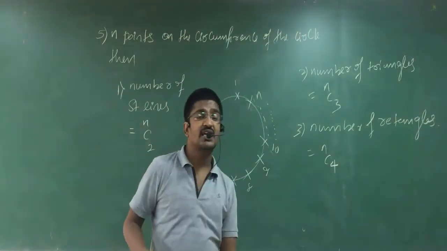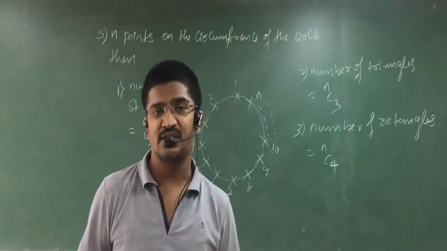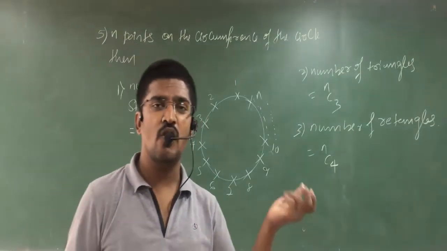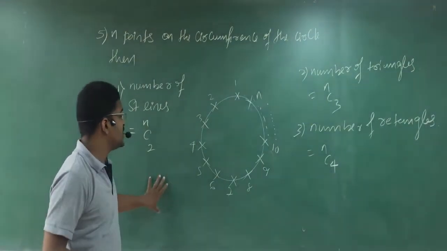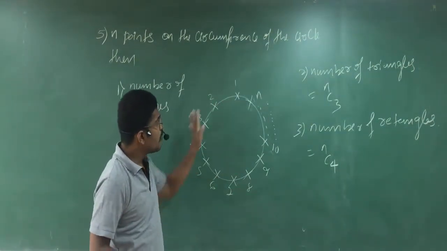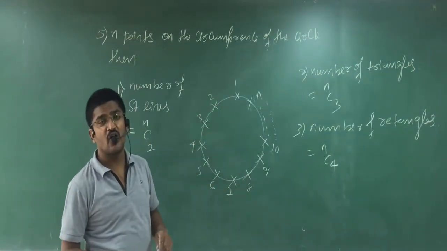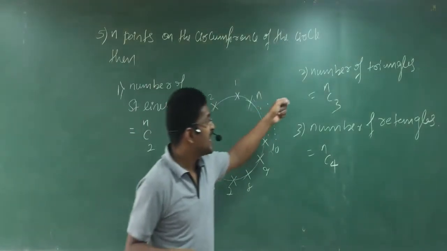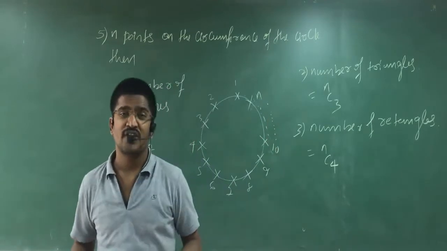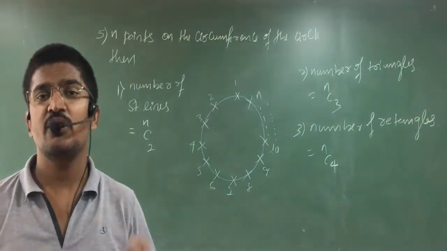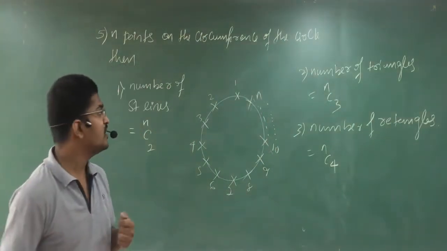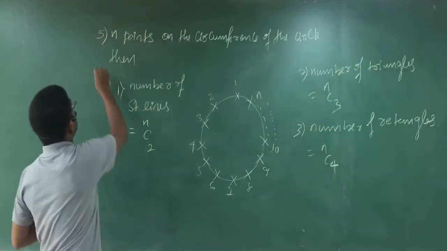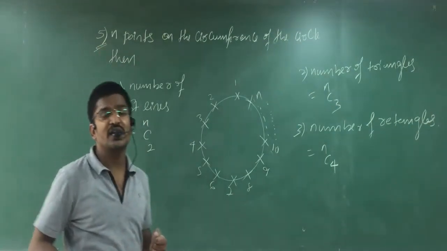For rectangle, nC4. For pentagon, nC5. Hexagon, nC6, and so on. Clear? So like that, by choosing these n points on the circle, I can draw that many lines, that is nC2. Number of triangles, nC3. Number of rectangles, nC4. Number of pentagons, nC5, and so on. So this is also one of the important points.